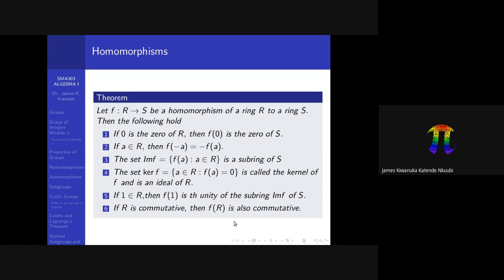So the last property says if R is a commutative ring, then the image of R, or the image of the map F, will also be commutative. The image, of course, we have seen F of R is also the same set as image of F. So image of F means the same thing as F of R. So if R is commutative, then the subring onto which it is mapped in S will also be commutative.